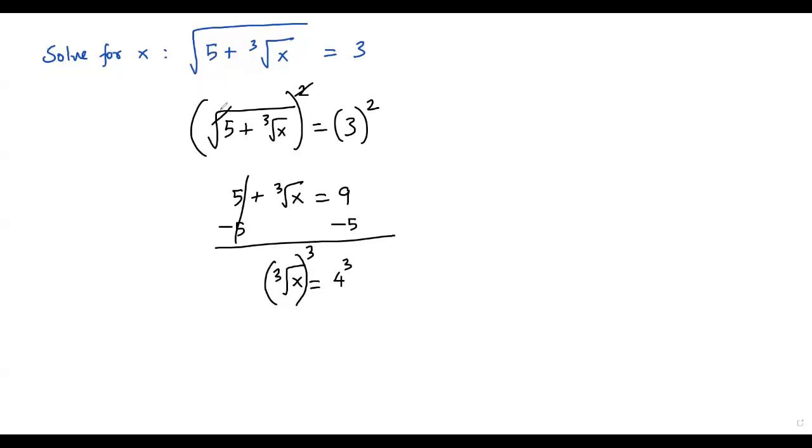So here, the first step to get rid of the square root, I square both sides. Here, to get rid of the cube root over here, I have to raise both sides to the power of 3. So when I raise both sides to the power of 3, this cube root and this cube will cancel out. I'm just getting x on the left side.